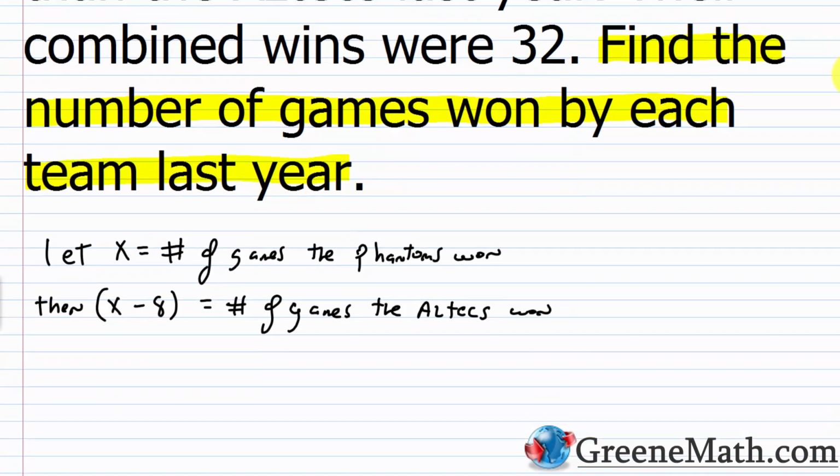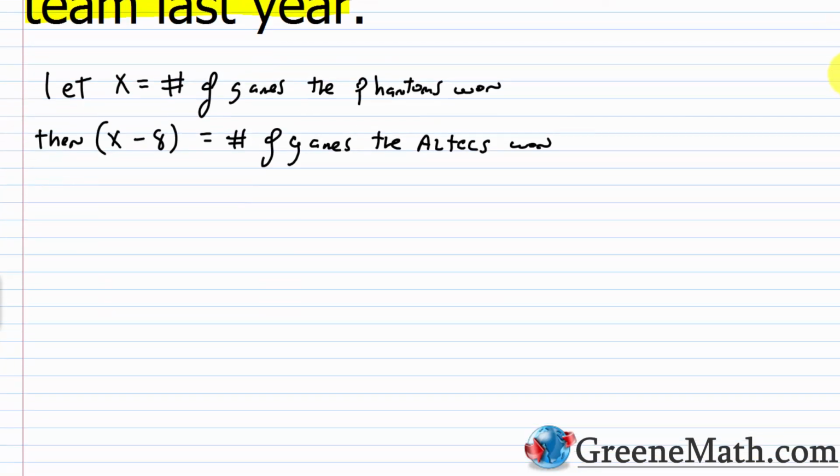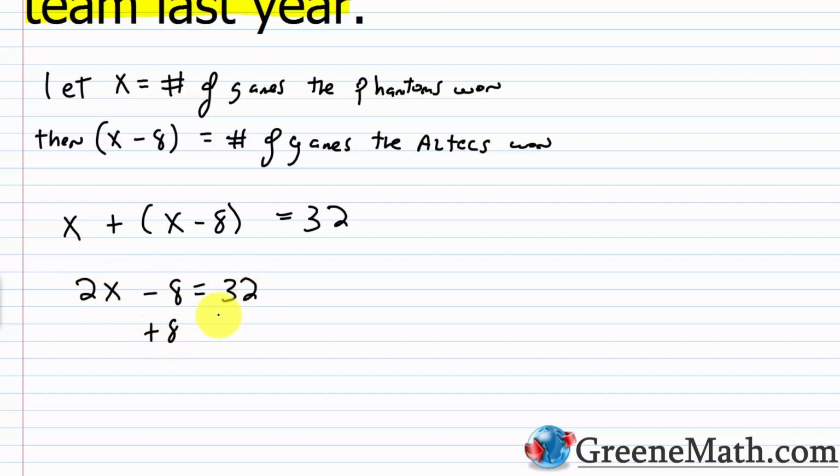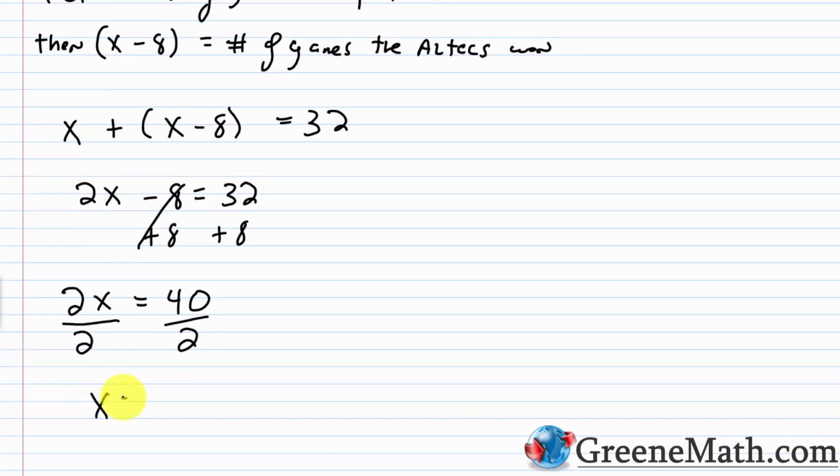And again, their combined wins were 32. So I can do the same thing as far as setting up an equation. So X plus this quantity X minus 8 equals 32. X plus X is 2X, minus 8 equals 32. Add 8 to both sides of the equation. That's gone. I'll have 2X is equal to 40. Divide both sides of the equation by 2. And what I'm going to have now is that X equals 20.